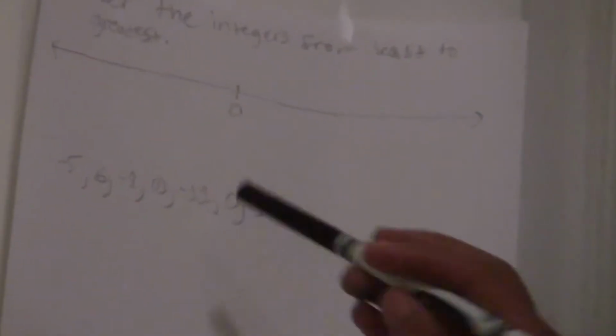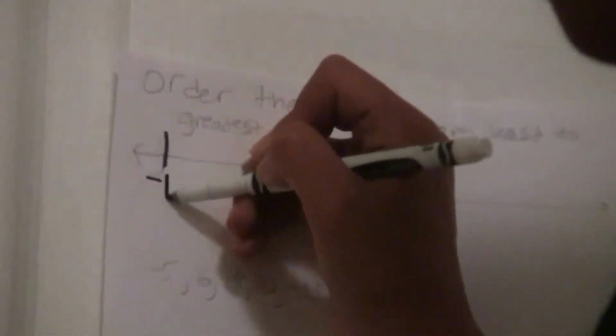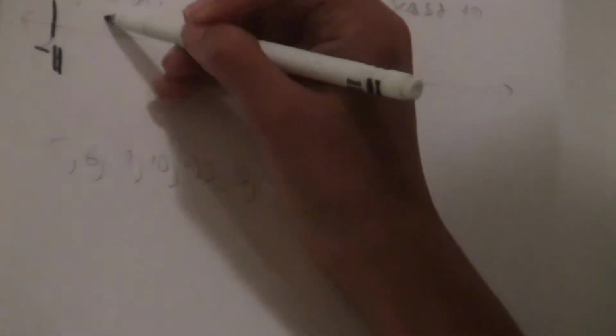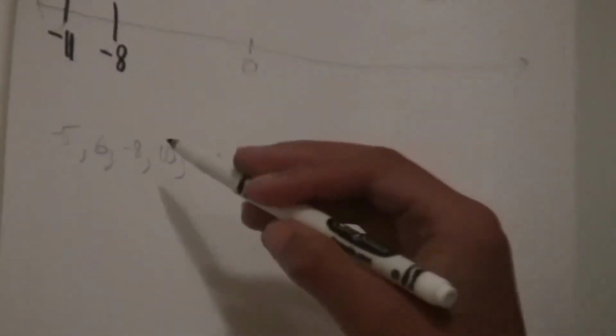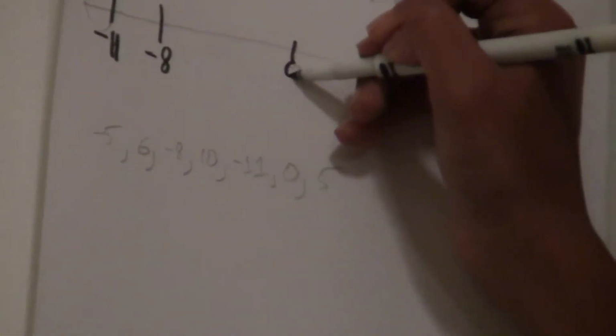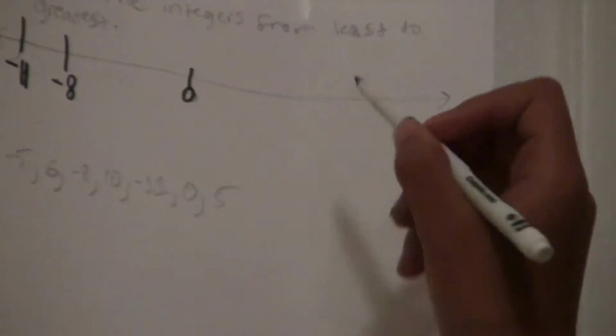So, the question says, order the integers from least to greatest. The numbers are -5, 6, -8, 10, -11, 0, and 5. So the least is actually -11. It may seem like the biggest, but it has the negative symbol. So -11 is our least. Then -8. Then next is 0. Then is 5.